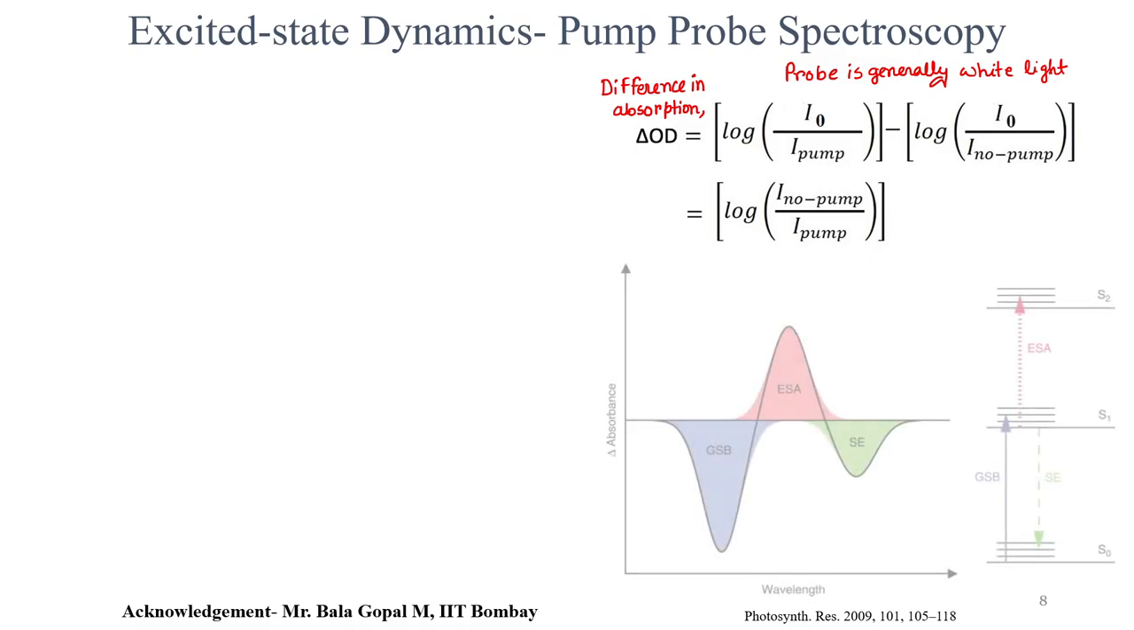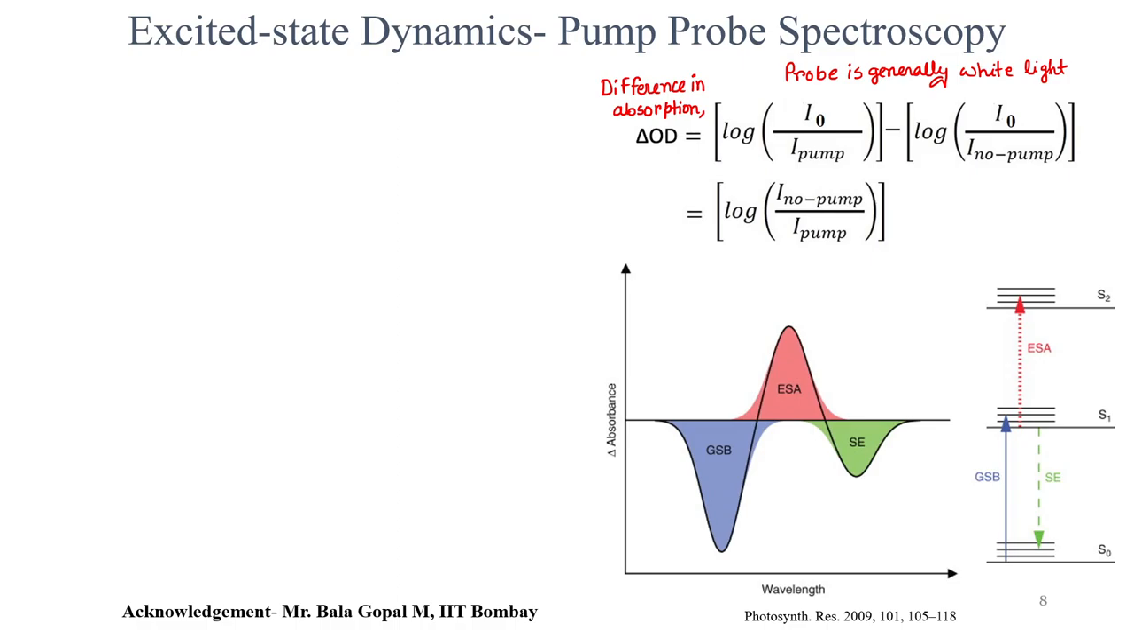Now let me show you how a transient absorption spectrum looks like. This is what a typical transient absorption spectrum could look like, where there are two negative signals and one positive signal. But remember, more often than not, the signals are not so different.